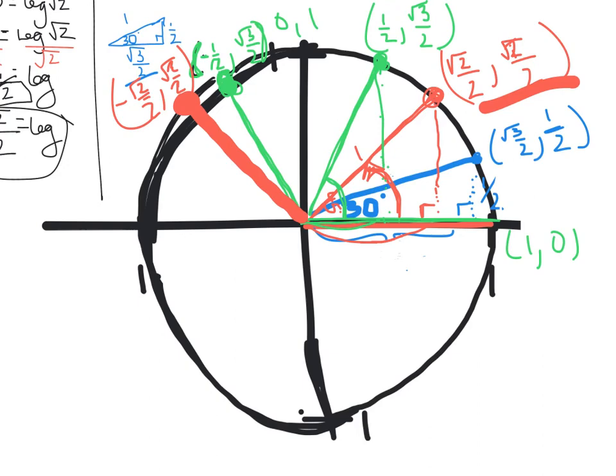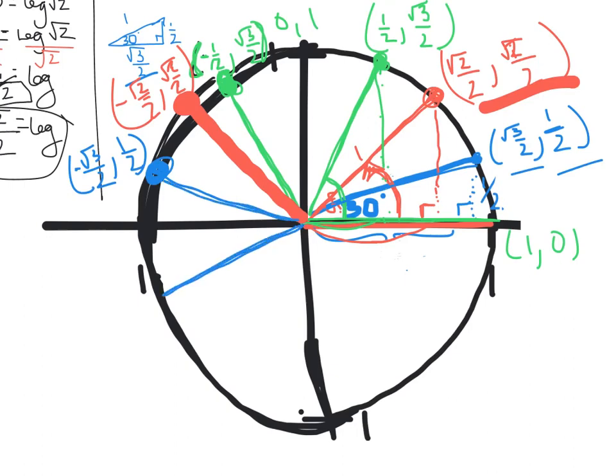And similarly, we can reflect this 30-degree angle over here. And my values are going to be a negative square root of 3 over 2 and a 1/2. And we continue that repetition. So now I'm going to reflect this piece here. I'm in the third quadrant, so both values are going to be negative.